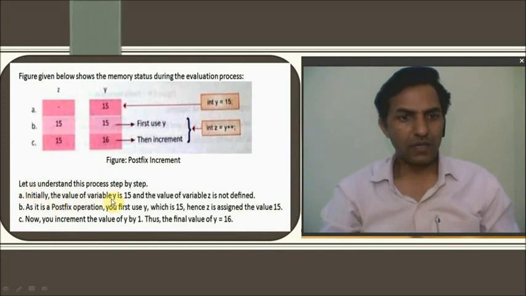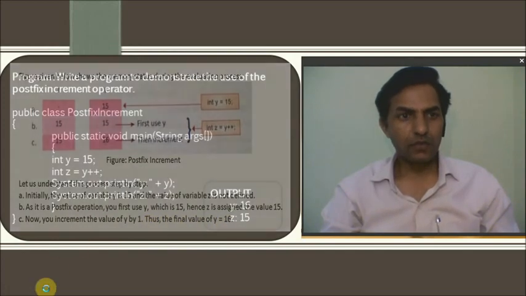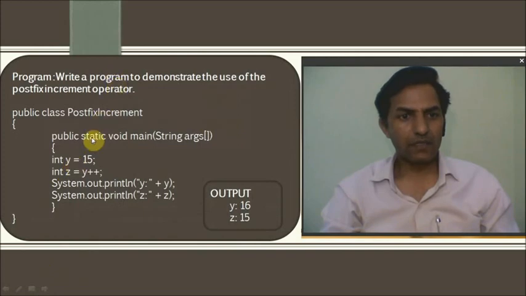Now let us understand the process step by step. Initially the value of variable y is 15 and the value of variable z is not defined. Second stage, as it is a postfix operation, you first use y, which is 15, hence z is assigned the value 15. In third stage, you increment the value of y by 1, thus the final value of y is 16. So this is again the same program which I have just discussed before.